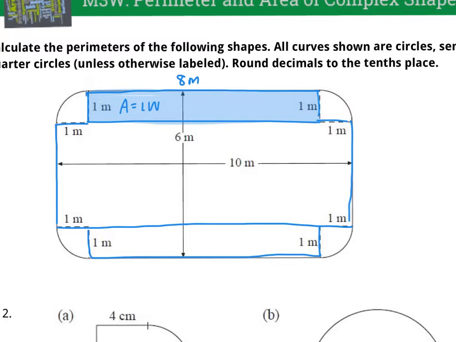I can see here that the length of the short side is 1 meter. So that means when I multiply length times width, I'm just multiplying 8 times 1, which is 8 square meters. I think that looks like a 2, so let me just fix that quick. Okay, so that is the area of that top long skinny rectangle.